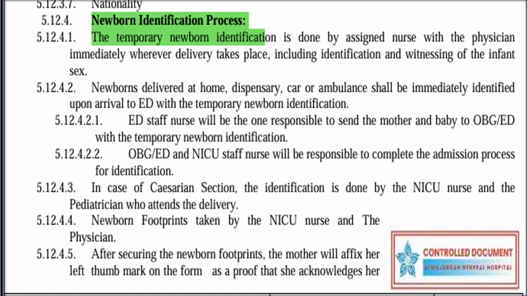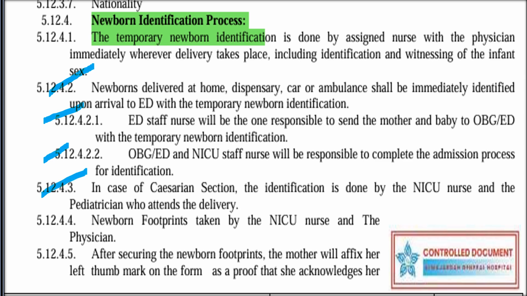Okay, let's continue with the newborn identification process, specifically with newborns delivered at home. Dispensary car or ambulance arrivals shall be immediately identified upon arrival to the emergency department with temporary newborn identification. Now, the emergency department staff nurse will be responsible to send the mother and the baby to the OB/GYN emergency department with the temporary newborn identification. Now, the OB/GYN emergency department and NICU staff shall be responsible to complete the admission process for identification.